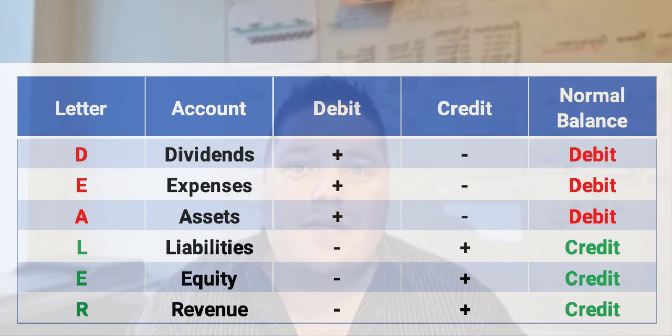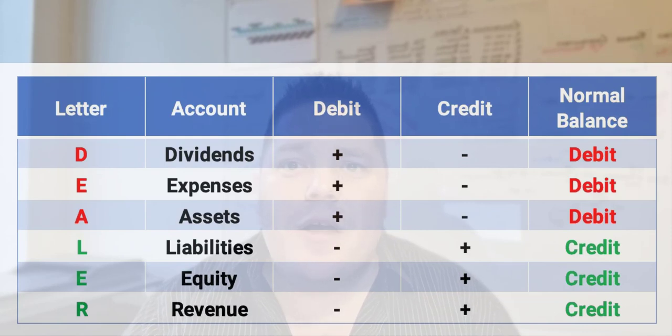R: Revenues are credits. By using this simple acronym, small business owners can easily understand the concepts of debits and credits and how they relate to one another in the ledger. This can help business owners better understand the financial health of their business and make informed financial decisions.